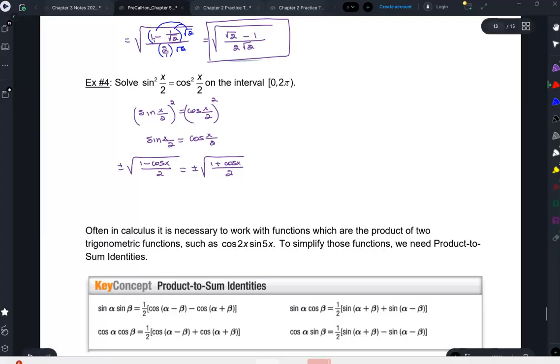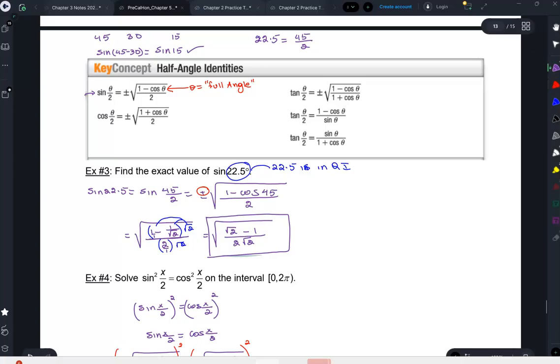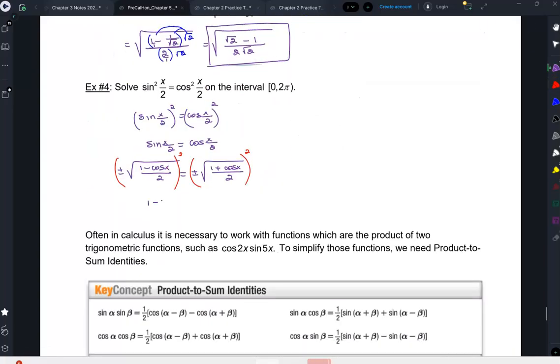Okay, now, when we square both sides, you see how you had a plus or minus here? When you square it, does that matter? Because it all turns positive, right? So now what I have then is 1 minus cosine x over 2 equals 1 plus cosine x over 2. So the 2's cancel out, right? So I have 1 minus cosine x equal to 1 plus cosine x.